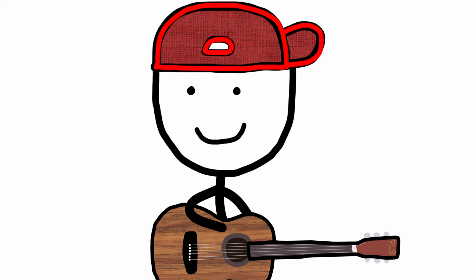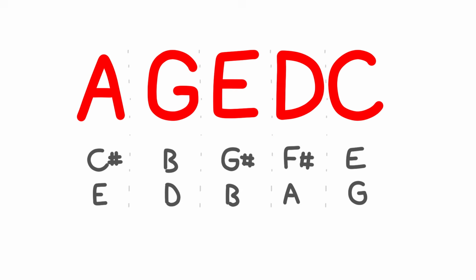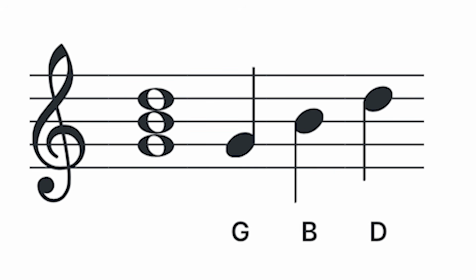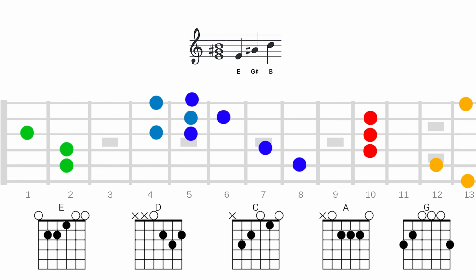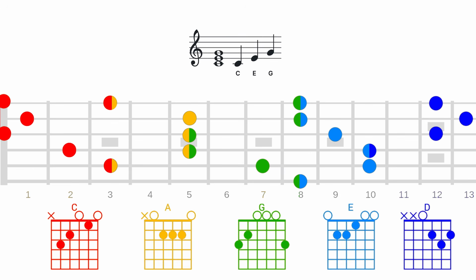Obviously, it's not just for C major. If you want to play another one of these 5 chords, just rotate it so that letter's at the start. So if you want to play A along the fretboard, A-G-E-D-C. If you want to do G major, G-E-D-C-A. E major, E-D-C-A-G. D major, D-C-A-G-E. And that'll bring us back to C, CAGED.